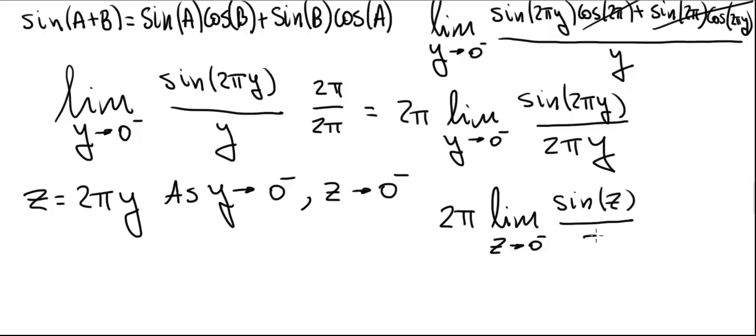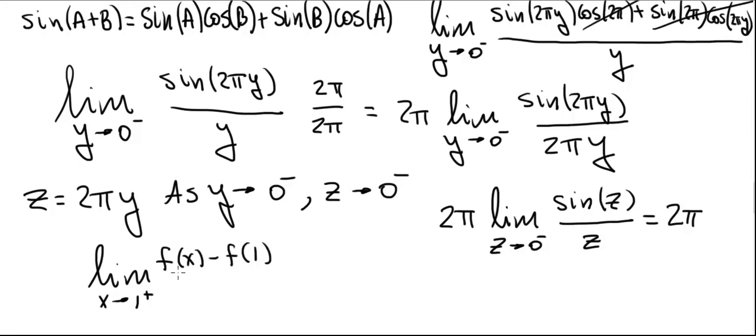We know this limit. It was shown in an earlier video that this limit is 1, times 2 pi, which gives us 2 pi. So the left-handed limit is 2 pi, which is over 6. It does not equal 6. So we had the limit as x approaches 1 from the right of (f of x minus f of 1) divided by x minus 1. This limit was equal to 6.